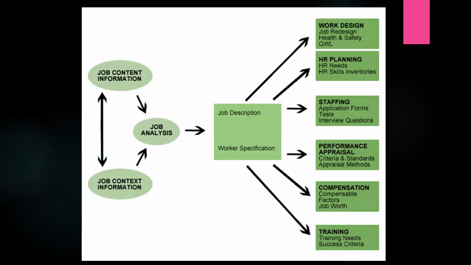Here is an infographic to kind of summarize what we've talked about so far. So we know that job analysis is the process of gathering information. And so we gather job content information and job context information. From there, job analysis allows us to create two documents, the job description and the job specification. These two documents are then used for pretty much everything HR does.